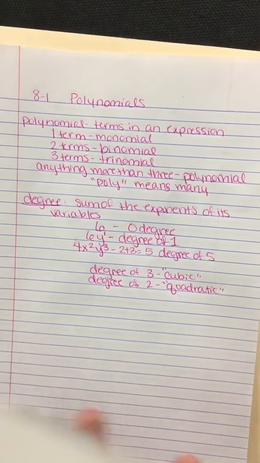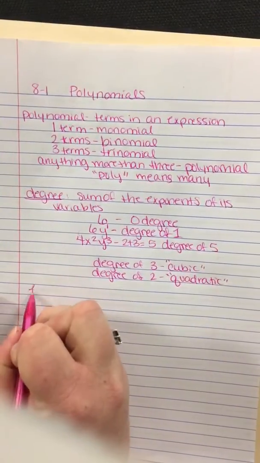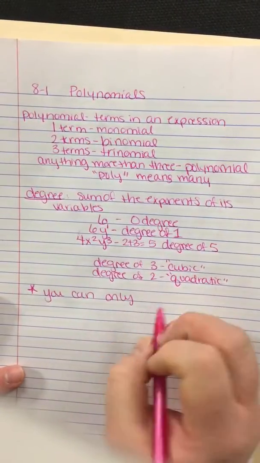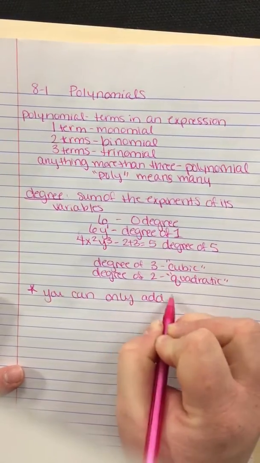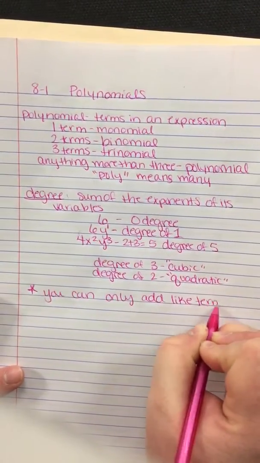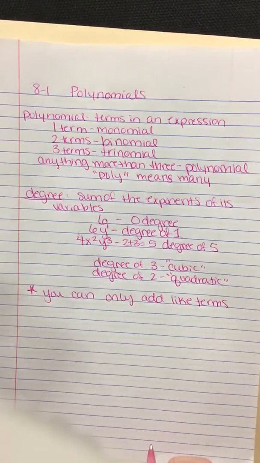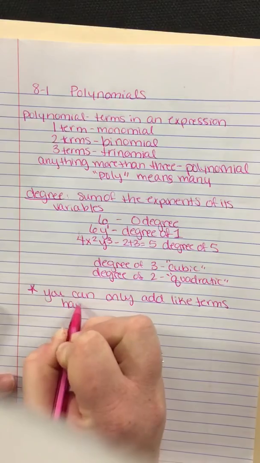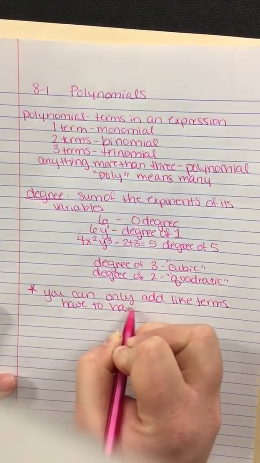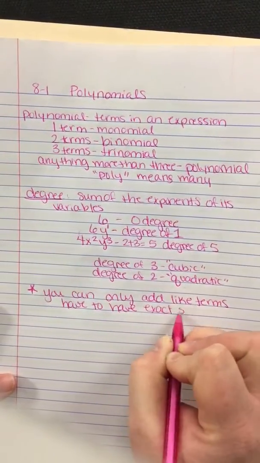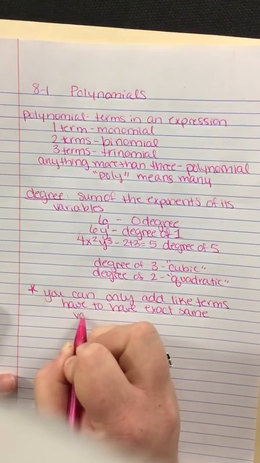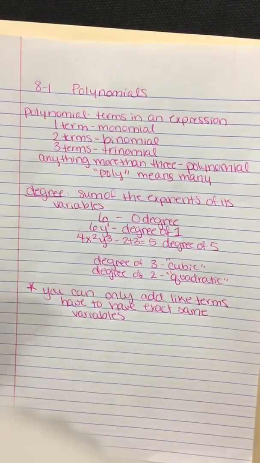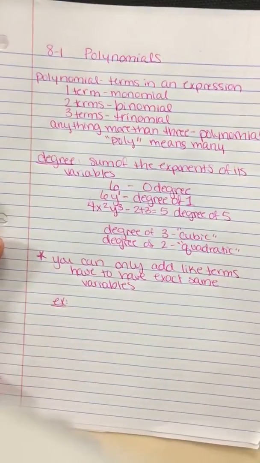Now, the other part about 8.1 that you need to know is you can only add like terms. Now you guys have heard that before, that's not new to you, okay? So you have to have the exact same variables. Okay? You need exactly the same variables. So we'll do some examples.